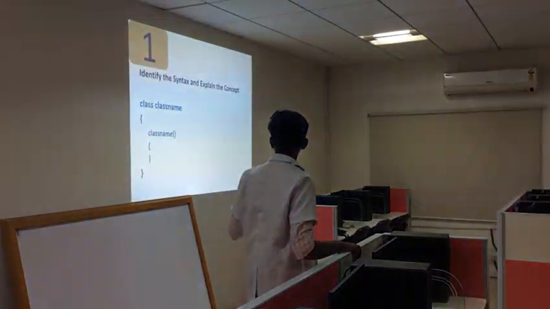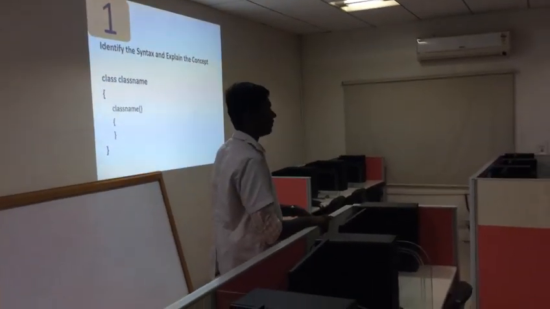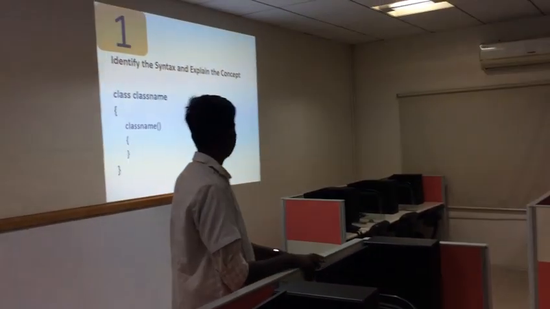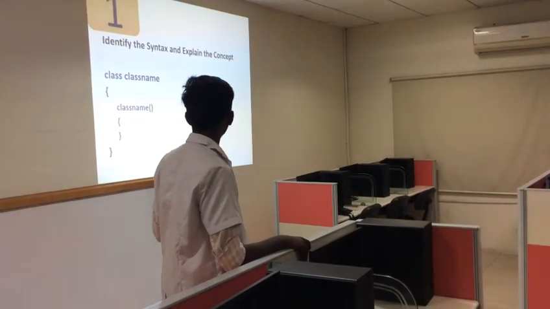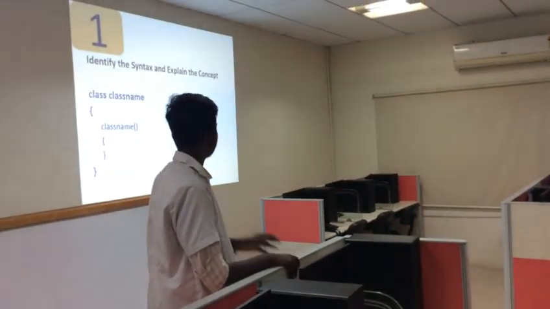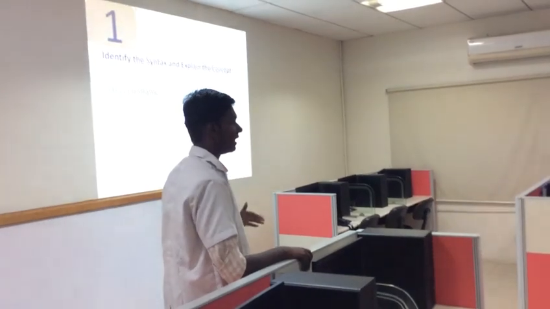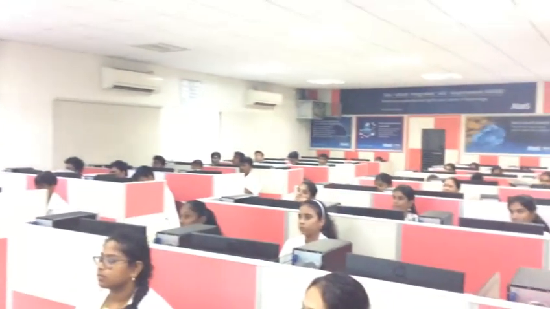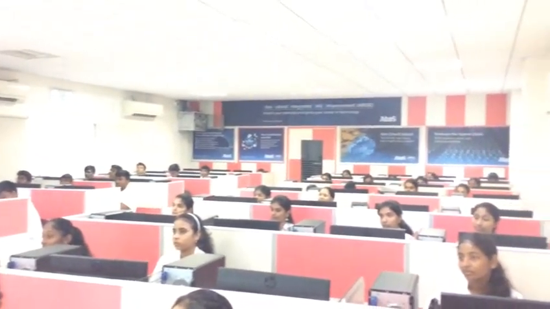So the given syntax depicts the syntax of a constructor. A constructor is nothing but a special method defined inside a class. As given in the slide, the constructor will have the same name as the class name and it is defined inside a class. A constructor will be automatically invoked when an object is created for the class. Other points: a constructor can't be defined as static and final, and it does not have a return type.